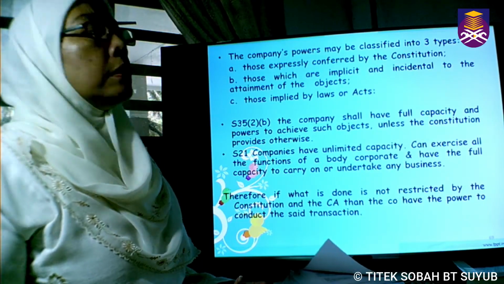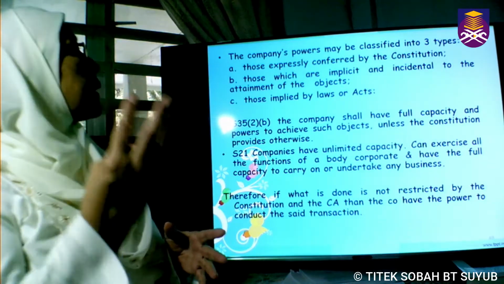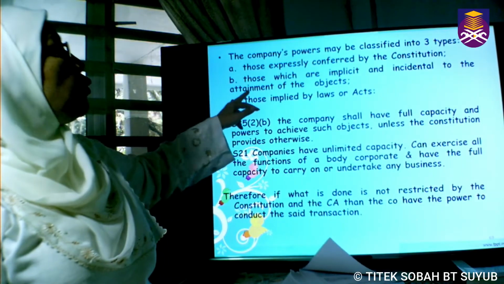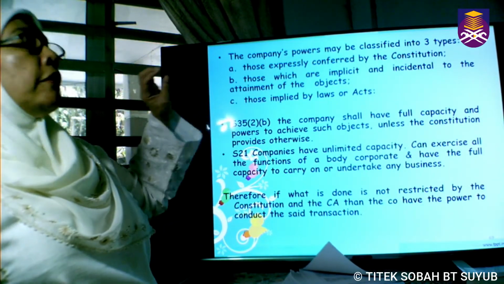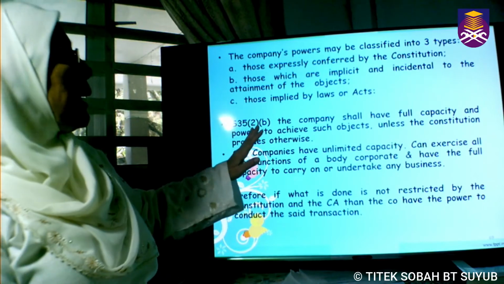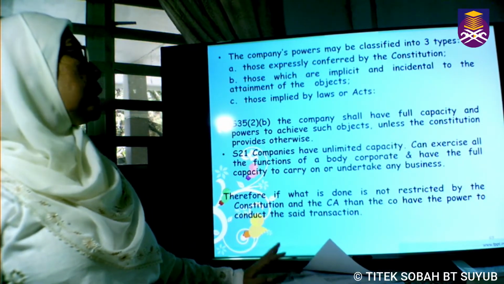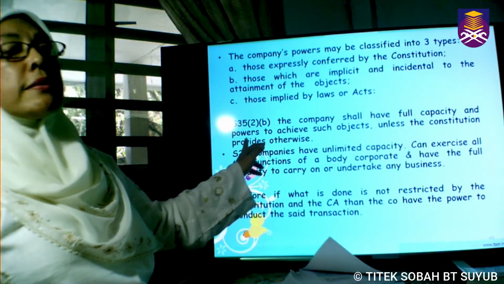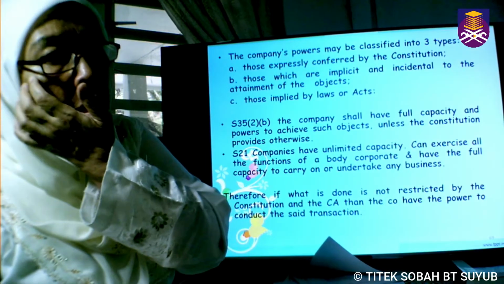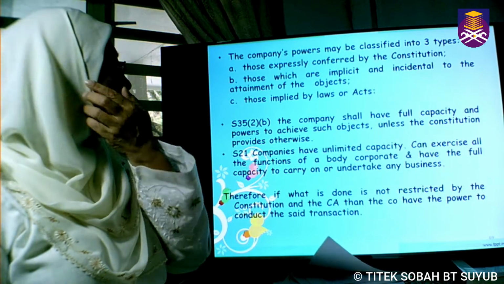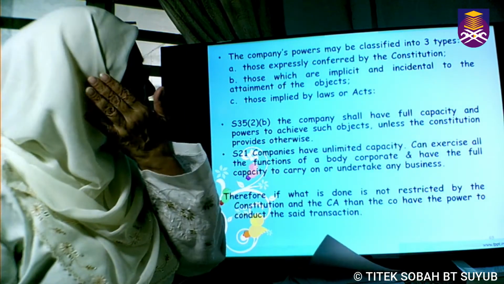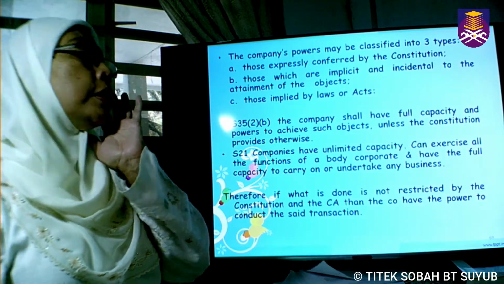And this power of the company can be classified into three types. What are they? Those which are expressly conferred by the Constitution, those which are implicit and incidental to the attainment of the object, and those implied by laws or acts. So under Section 35(2)(b), the company has full capacity and powers to achieve such objects unless the Constitution provides otherwise. Okay? So meaning if there is no restriction in the Constitution, then the company has the full capacity and powers to achieve that object. However, if it is restricted by the Constitution, of course they need to follow the Constitution.